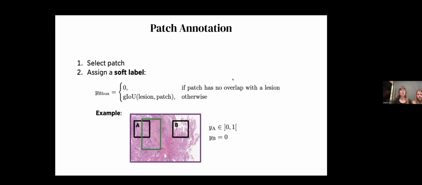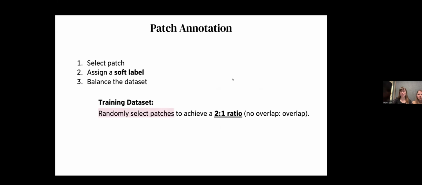The reason why we use soft labels instead of just binary labels is we didn't just want to know, does the patch have an overlap with a lesion? Yes, no. We wanted to know how much of an overlap does the patch have with a lesion. So once we have now annotated all the patches, we could then create our training dataset.